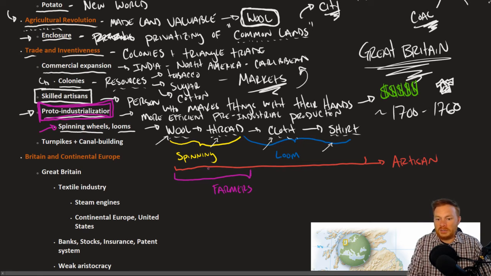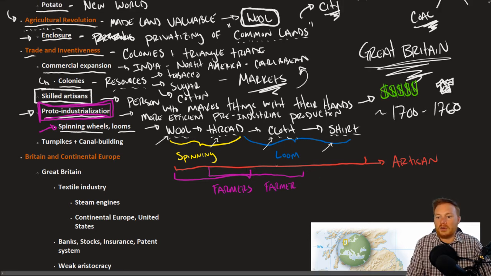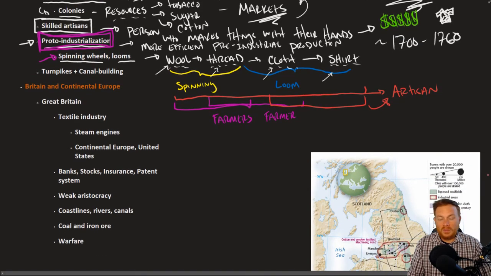And so even the process of taking a thread and turning it into cloth could be done by a farmer. The only process in proto-industrialization that was done at the artisan level was this last process, taking the cloth and making it into a shirt, because that was something that was a lot more difficult to do. Not any typical farmer could make something as quality as a t-shirt, but could do something as simple as turn wool into thread.